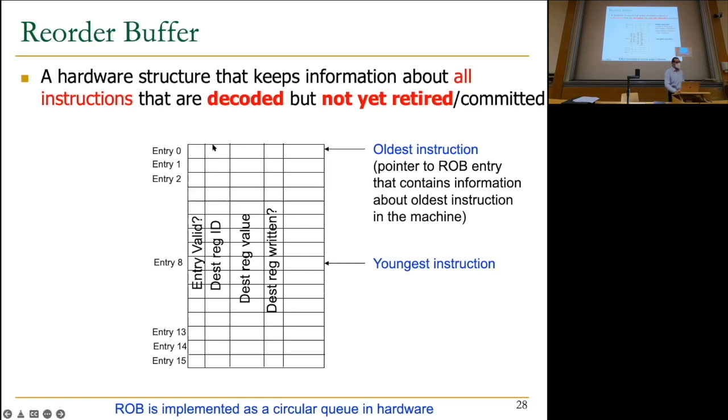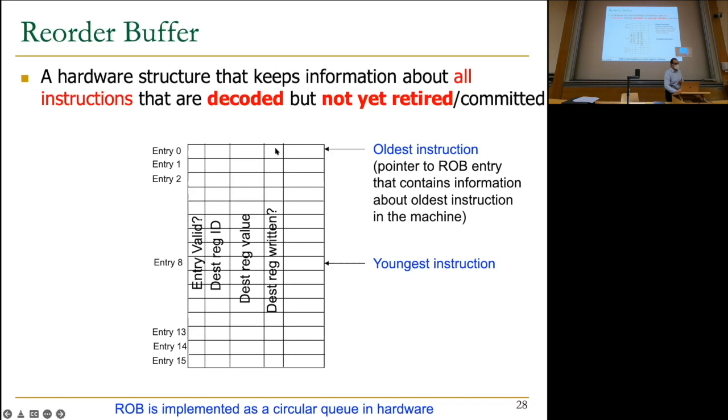Destination register ID is the destination register ID that this instruction is supposed to be writing to when it's going to update the architectural register file. Destination register value is the value that it's going to write to the destination register ID. And the destination register written question mark means whether the destination register value has been produced. If this is set to 1, this means that the value here is actually trustworthy, meaning the instruction finished execution, it wrote its result into its entry, and the value is here ready to be written to the register file whenever the time comes.